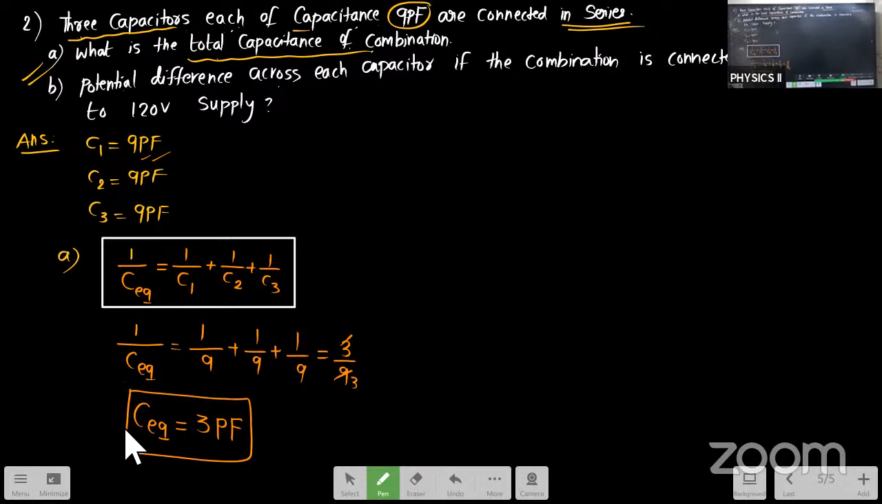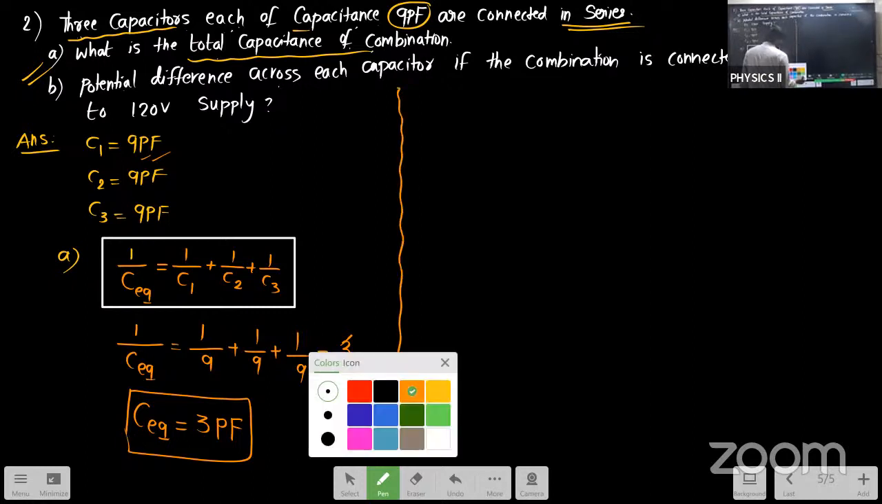1 by C equivalent is equal to 1 by C1 plus 1 by C2 plus 1 by C3. All the three capacitors have the same capacitance. What is that capacitance? 9 picofarad, 9 picofarad and 9 picofarad. If I add that, I am getting 3 by 9. So finally, what is the equivalent capacitance I am getting? 3 picofarad I am getting.